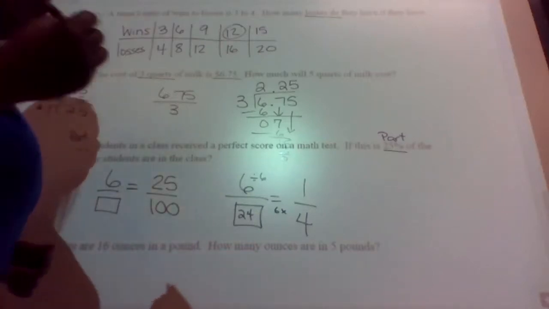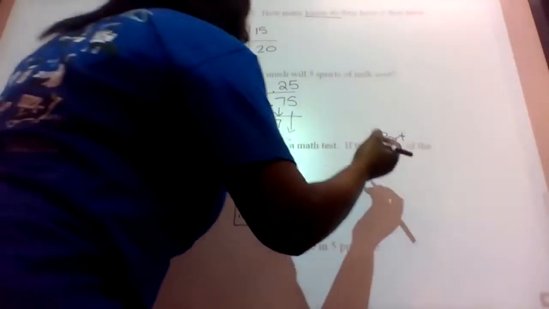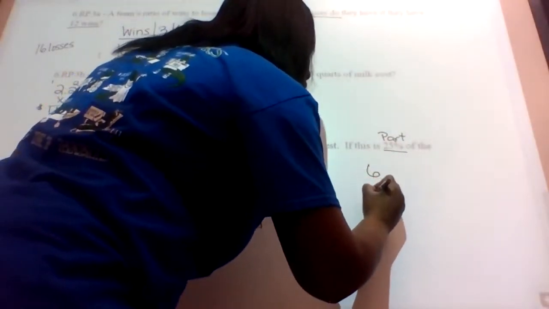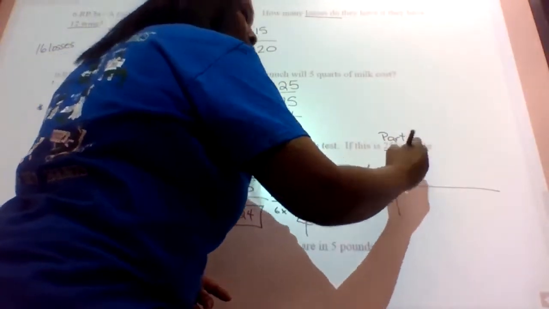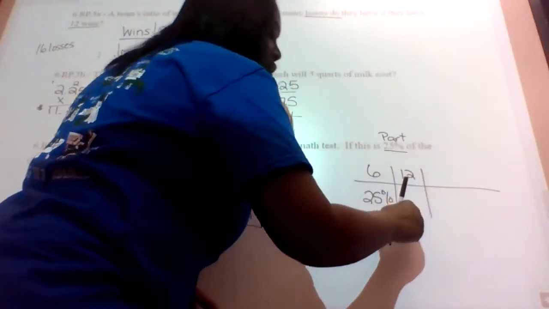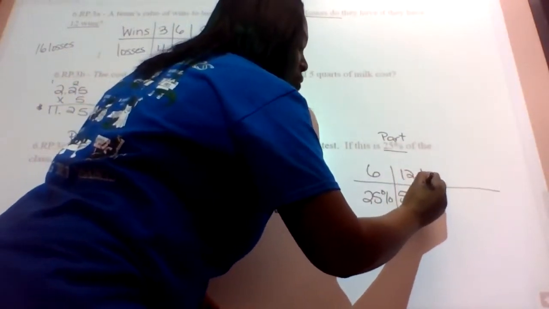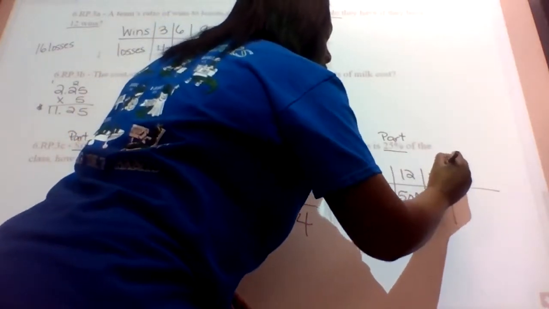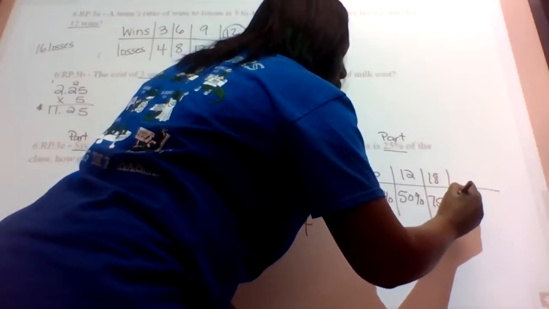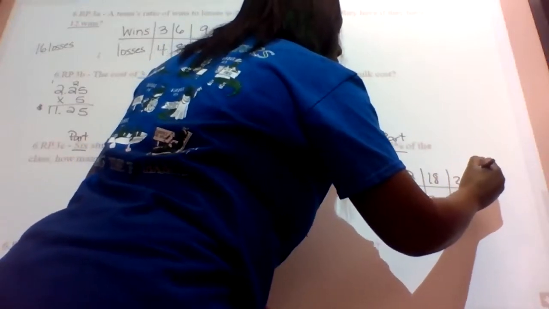Now, I'm going to show you the other part that we did the last time. I'm going to show it to you in a table. All right. So we got 6 and 25%. So if we keep going, what's going to be here? 12. And what's going to be here? 50%. Then what's here? 18. And what's here? And then 24.